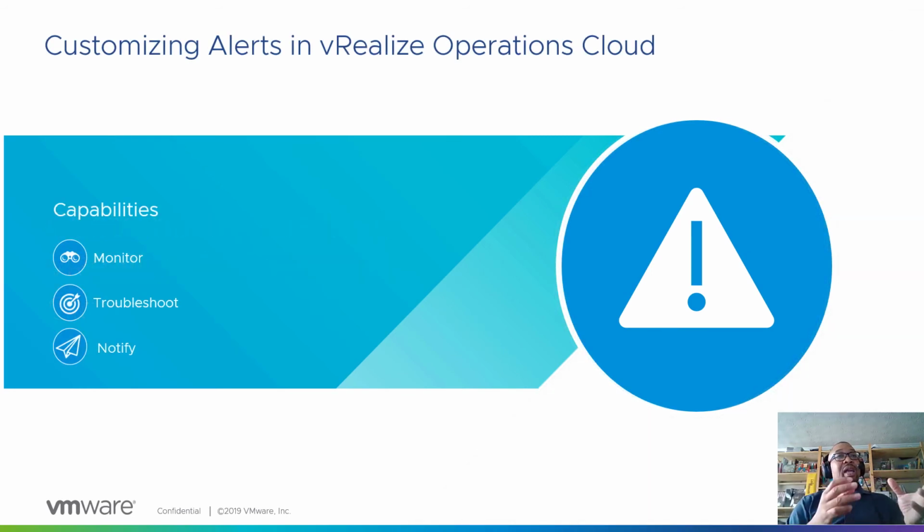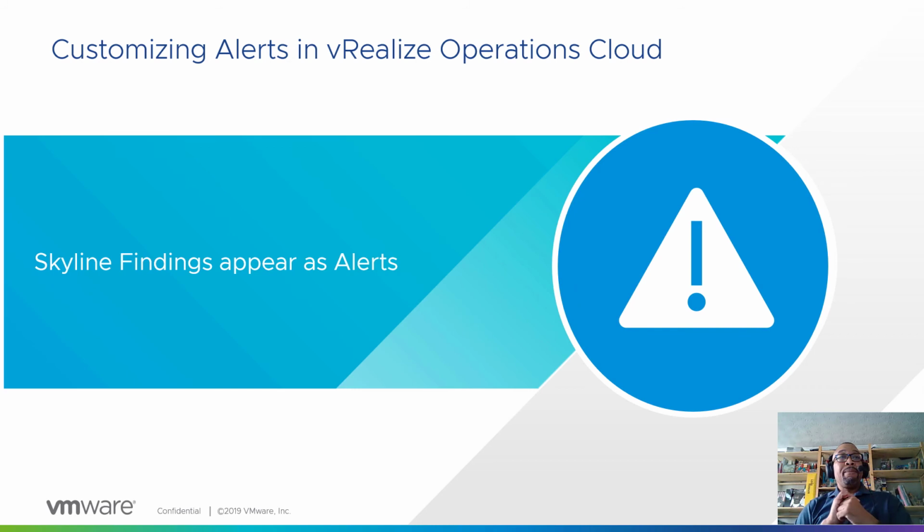As you know, both Skyline and vRealize Operations Cloud help you monitor and troubleshoot potential issues related to the health of the environments that you manage. And a big part of that management process uses findings from Skyline and alerts within vRealize Operations Cloud. And as you saw earlier, Skyline's management pack for vRealize Operations Cloud can actually help you streamline that process. But at the end of the day, that's still a lot of alerts, right?